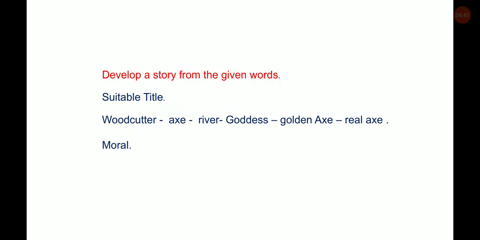So children, here is one story given. Develop a story from the given words. The words will be given and you have to develop a story. For that story, you have to first give a suitable title. Then you have to write the main story in three parts and the moral of the story.